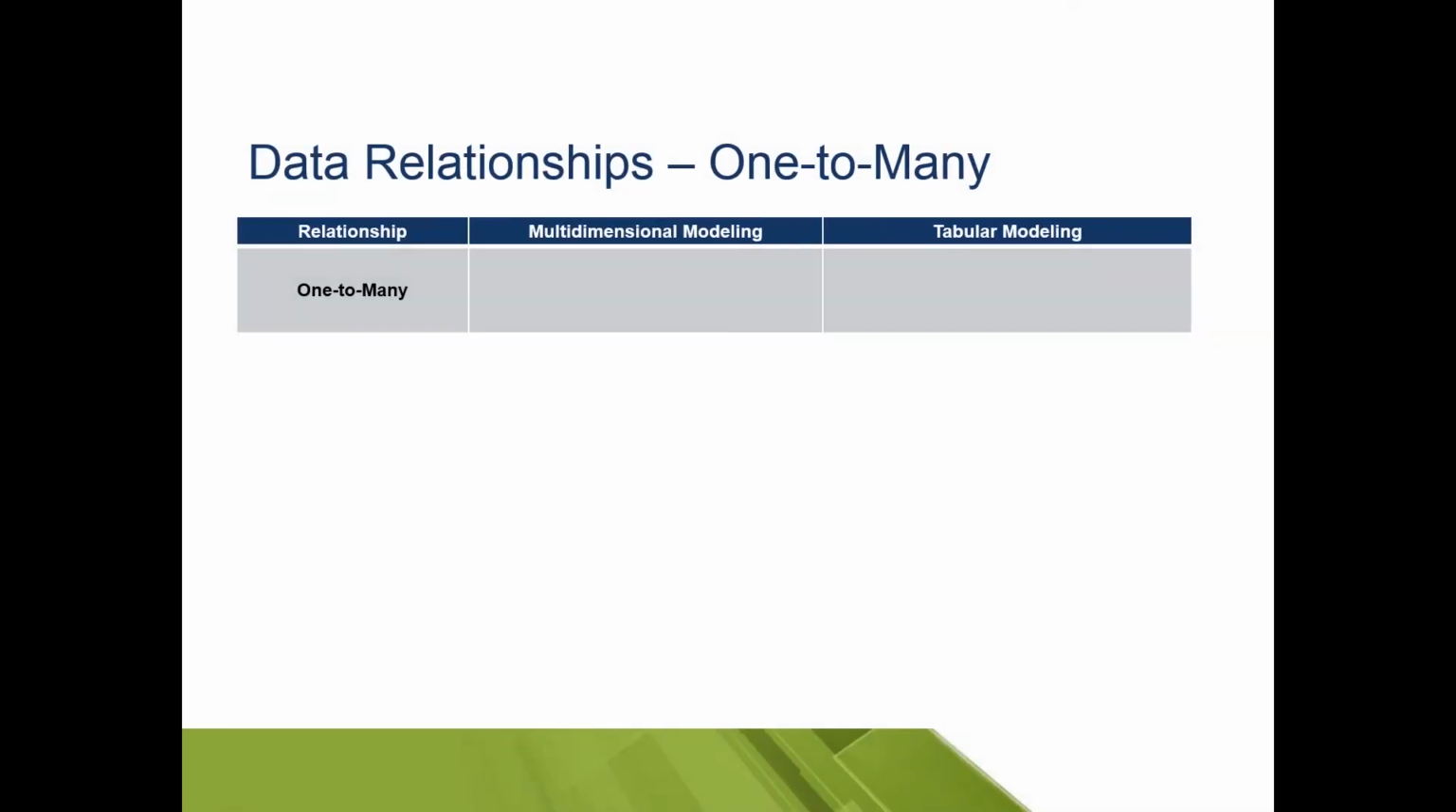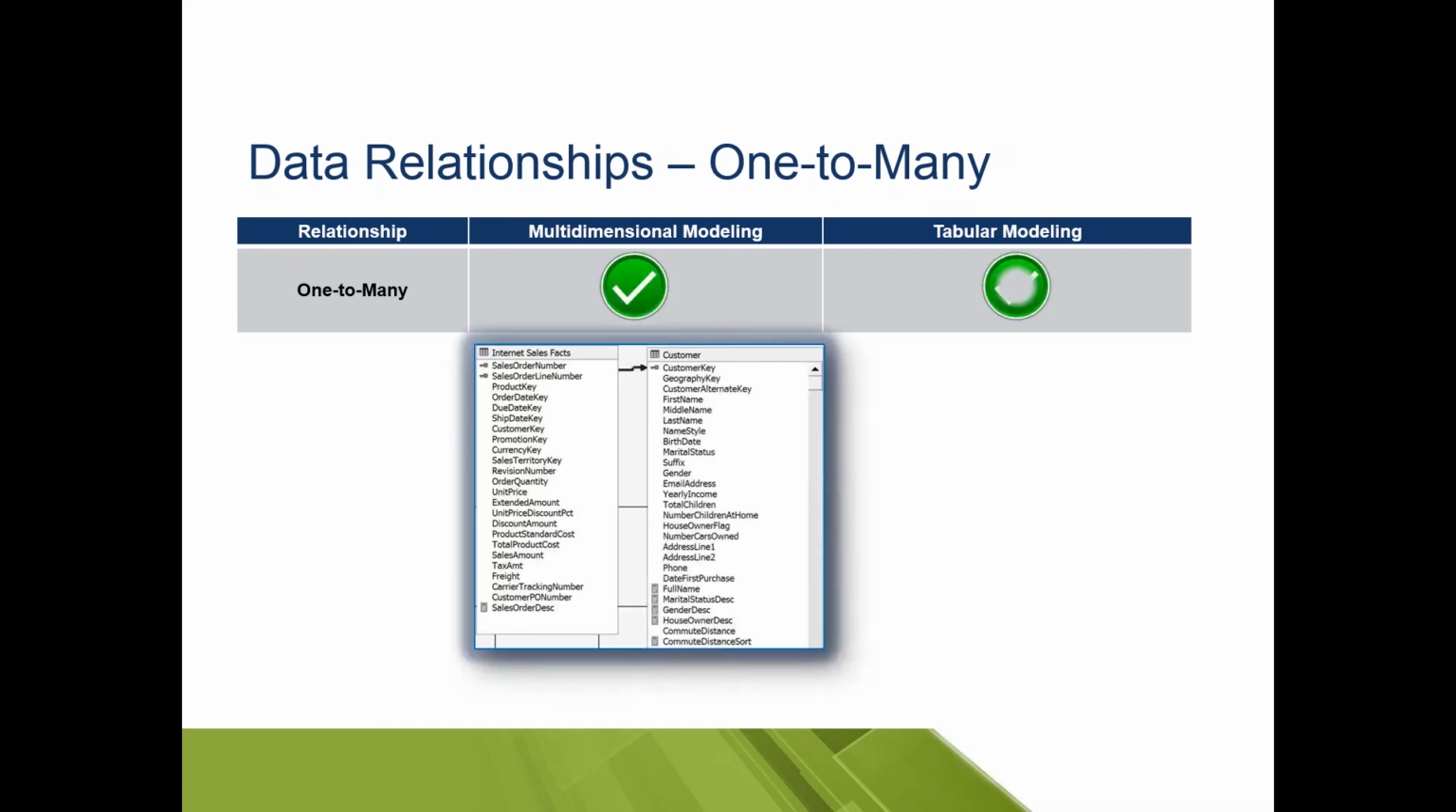So when we talk about data relationships from one-to-many, both the multidimensional modeling experience and the tabular modeling experience support one-to-many relationships. So if you think about typical fact and dimension relationships, that's what I mean by a one-to-many relationship. We have unique records in our dimension table. We potentially have the same customer repeated multiple times in our fact table, like, for example, an internet sales table. So that's what we mean when we say one-to-many.